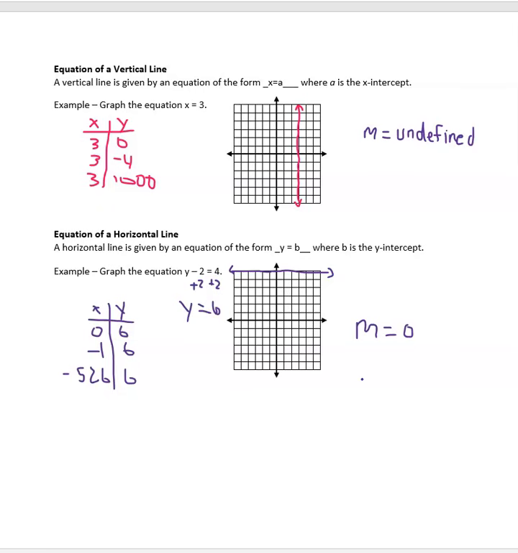So you know you're working with a vertical line anytime that you have x equals a constant, or you can get it in that form, or you have an undefined slope. And you know you're working with a horizontal line anytime that you have y equals b, or can write the equation in that form, or you have a slope of 0.